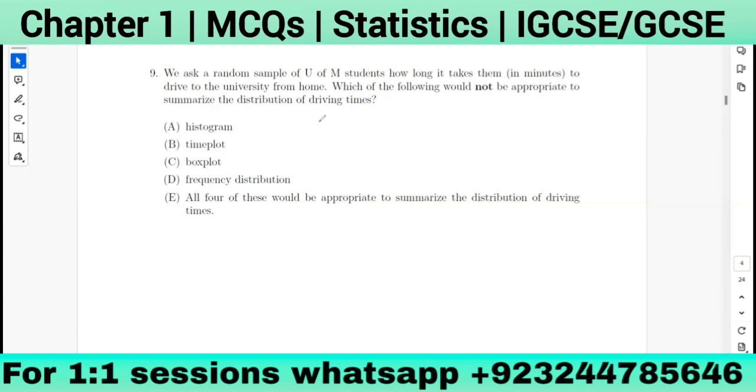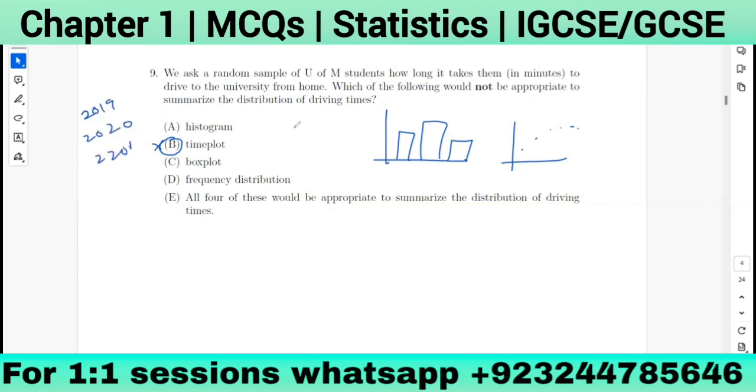Any hint? We ask a random sample of U of M students how long it takes them in minutes to drive to the university from home. So yes, you can make the bar charts, you can make the histograms, or a frequency distribution per student this time. What you can't make is a time plot, because it's not that they're working from 2019 to 2020 to 2021. It's just a particular distance that they have to travel. So a time plot won't be feasible for this.